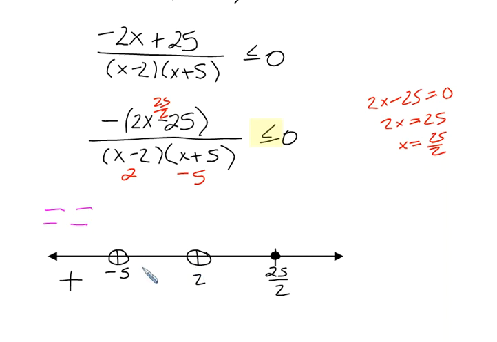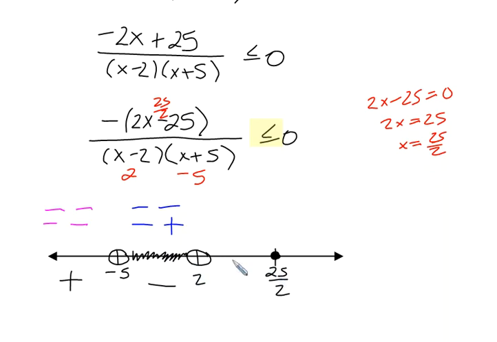Moving on to our next region, let's plug in x equals 0. The negative sign will be there regardless. 0 minus 25 is negative, 0 minus 2 is negative, and 0 plus 5 is positive. A negative times a negative times a negative times a positive would be negative. That region would be less than or equal to 0, so we shade it in.